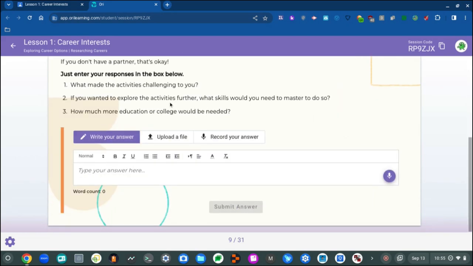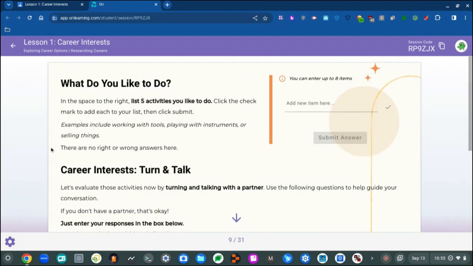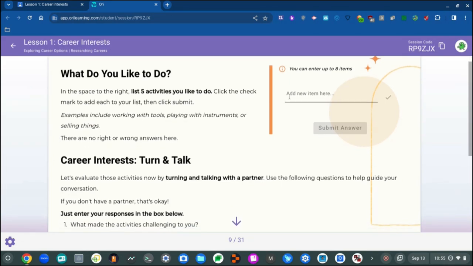List five activities you like to do. Once your five activities are listed, you can go ahead and unplug the phone book and get cleaned up. You're ready to go.